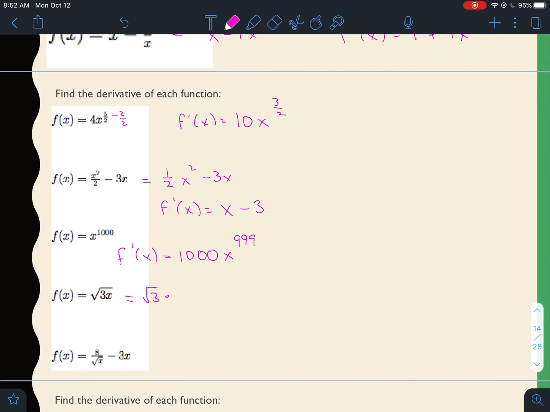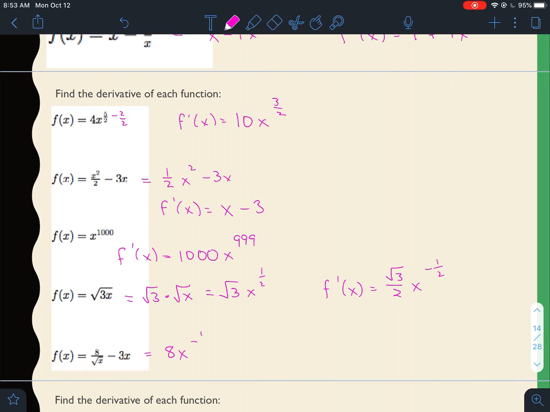On the next one, I'm going to rewrite this as the square root of 3 times the square root of x, which is the same thing as square root 3 x to the 1/2. So when it's a square root, it's the same thing as x to the 1/2. And so if I took the derivative of this, you multiply by the exponent, so it'd be square root 3 times 1/2 would be square root 3 over 2. And then subtract 1 from the exponent, and that'd be x to the negative 1/2.